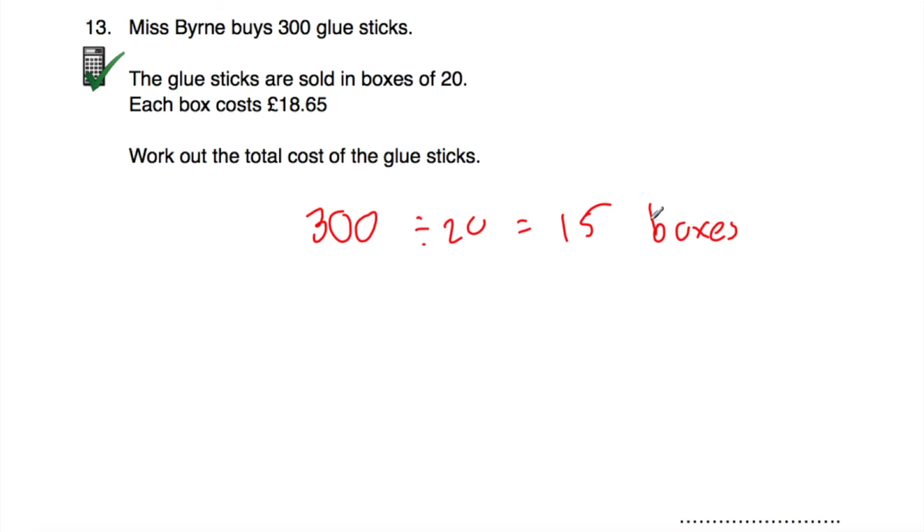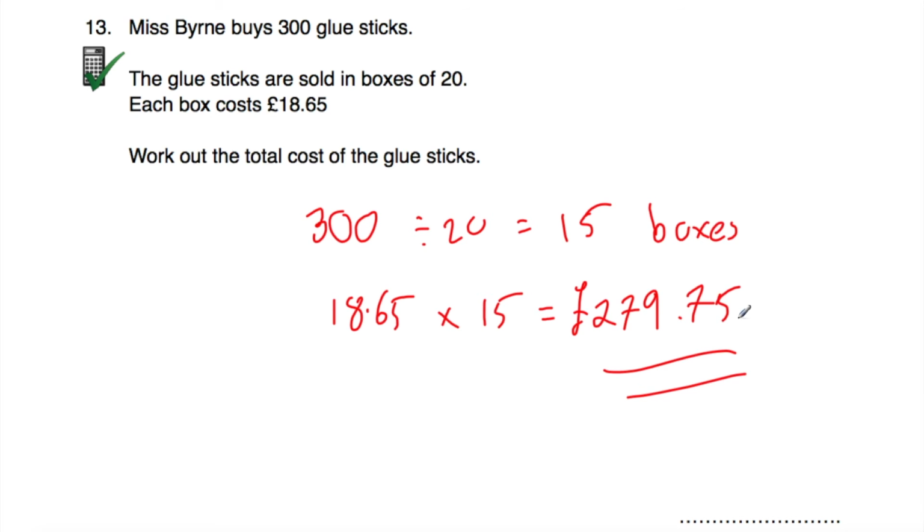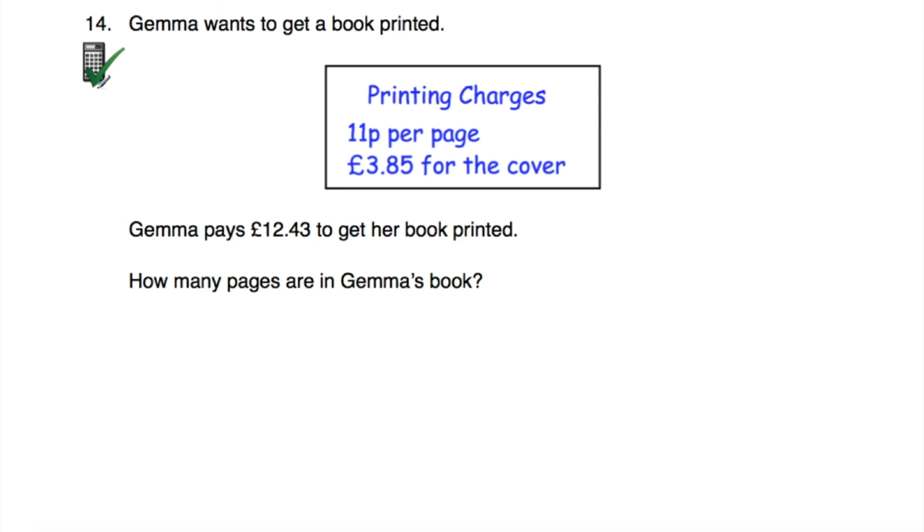So she buys 15 boxes, and each box costs £18.65. So if we just multiply this by 15, we can work out the total cost of the glue sticks. £18.65 multiplied by 15, because she buys 15 boxes, is equal to £279 and 75p. So the total cost of the glue sticks is £279 and 75p. Okay, let's have a look at our next question, question number 14.